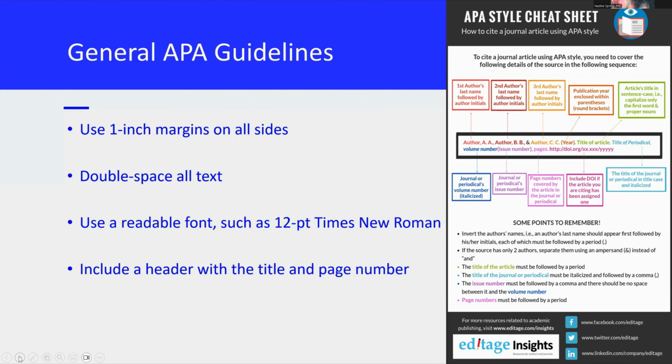So now let's go over some general guidelines for APA formatting. First, you should use 1-inch margins on all sides of your document. This ensures consistency and readability. Second, double space all the text in your paper. This spacing makes it easier for readers to follow along and provides space for any comments or corrections if they're needed. Third, you want to use a readable font, such as 12-point Times New Roman.